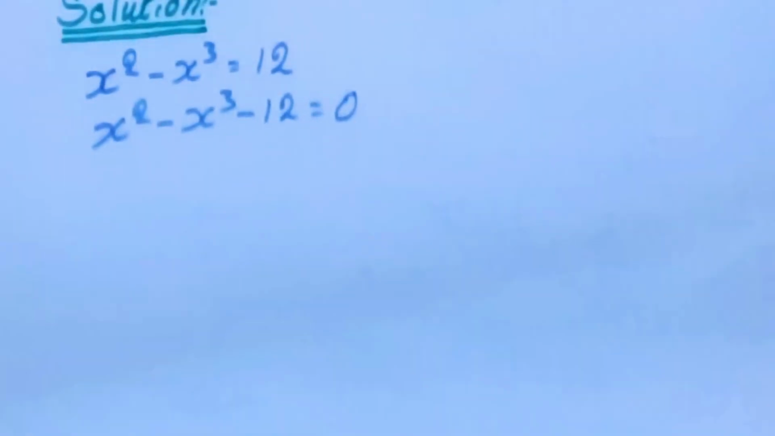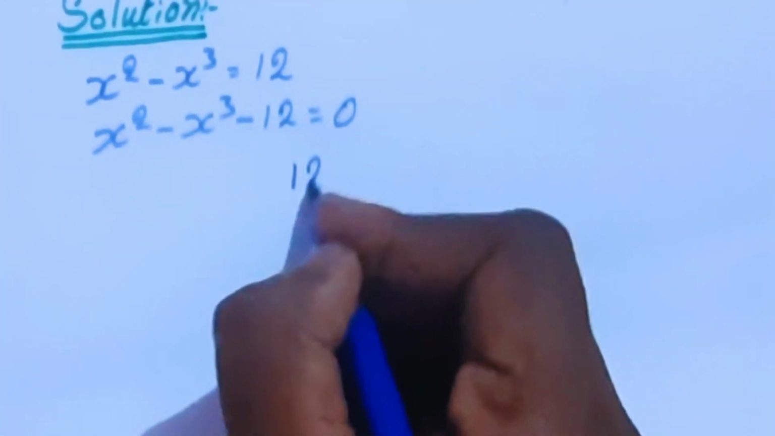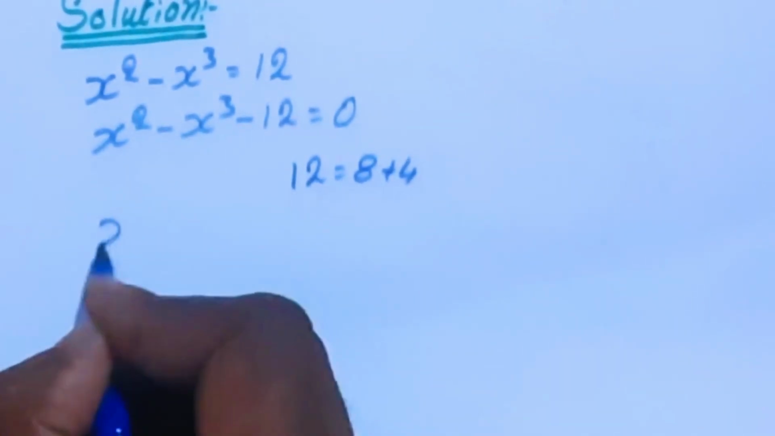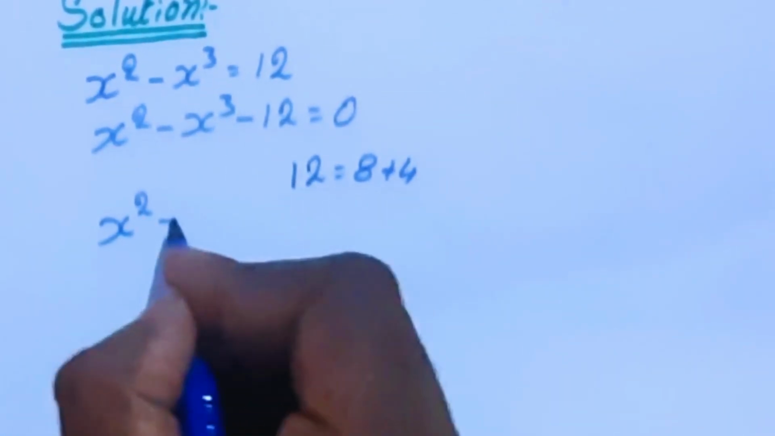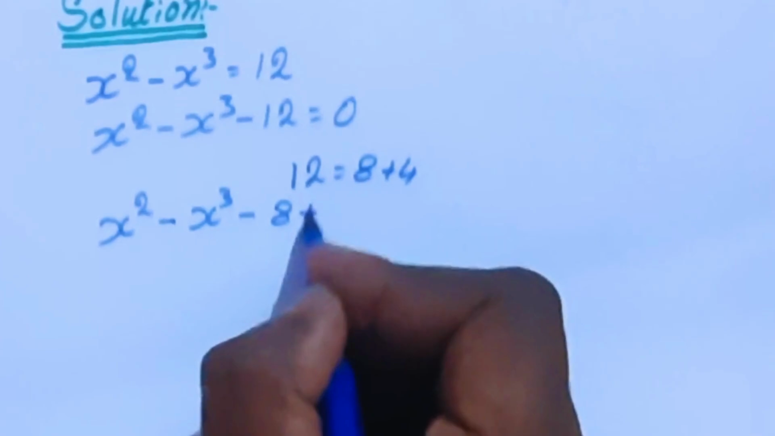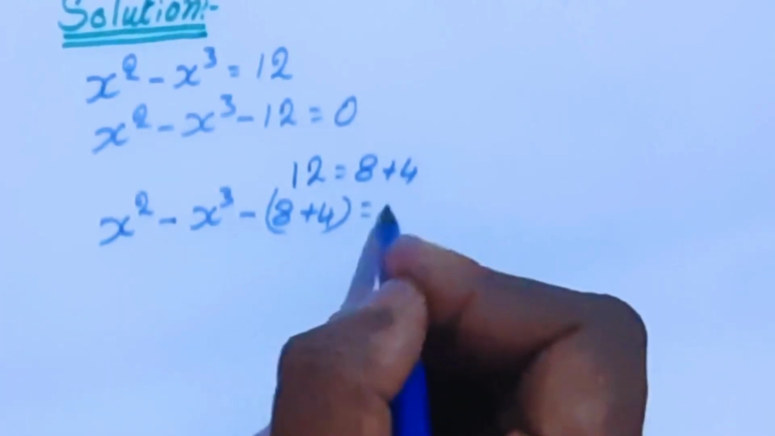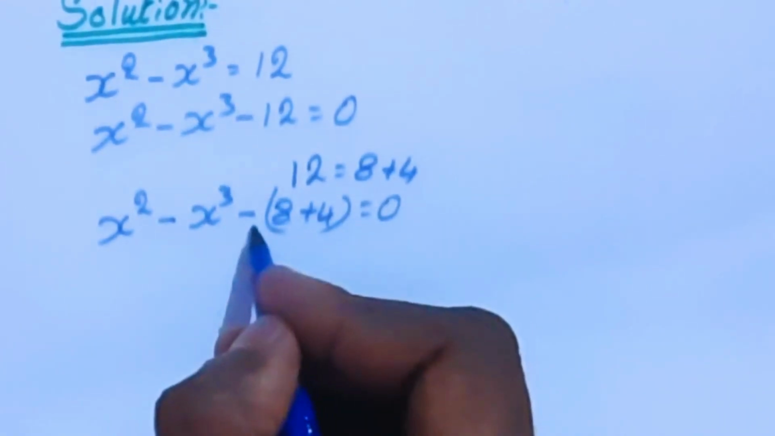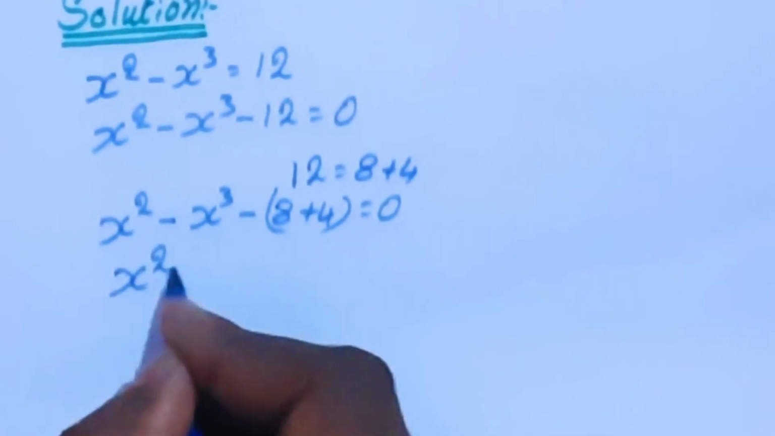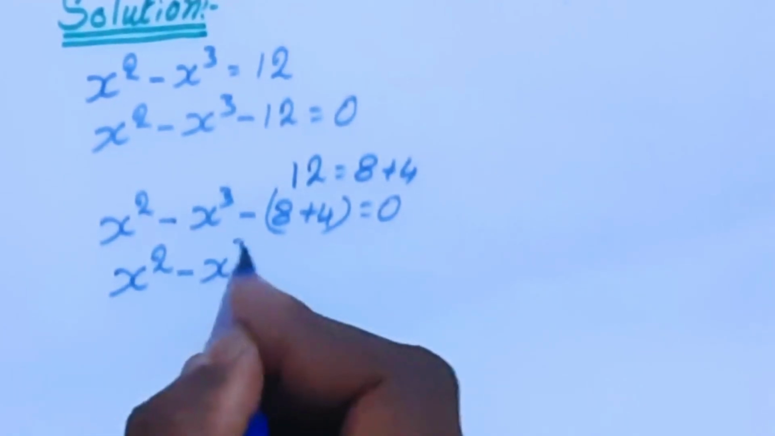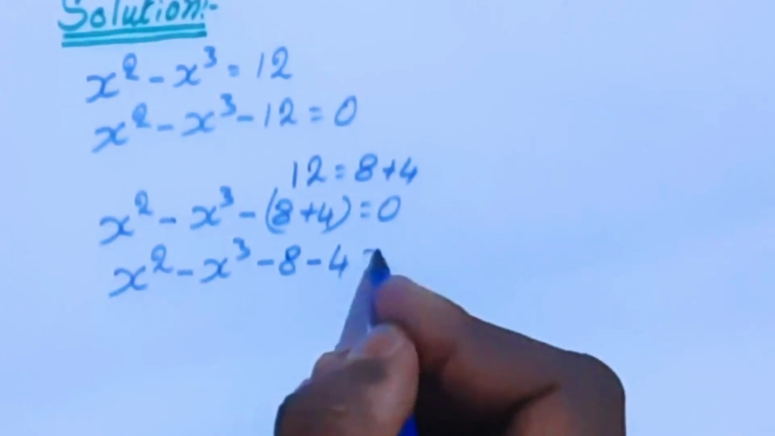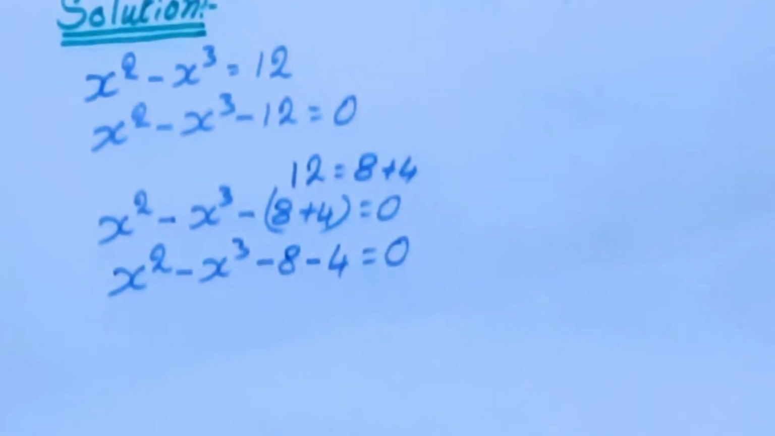Now this 12 can be written as 8 + 4. So x^2 - x^3 + 8 + 4 = 0. Multiplying this minus here, so x^2 - x^3 - 8 - 4 = 0.